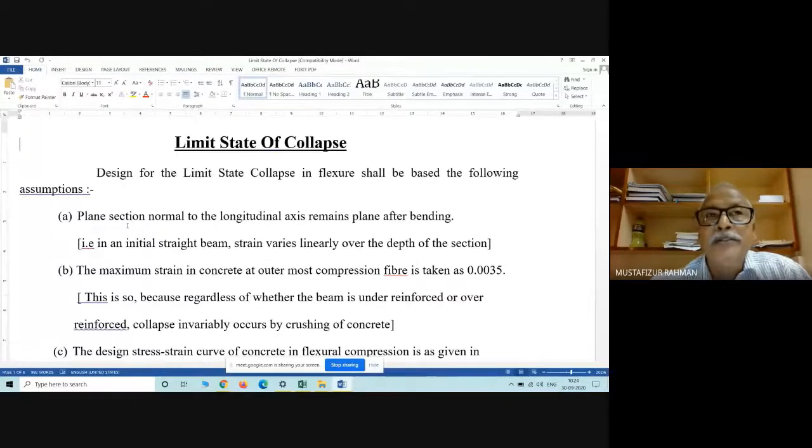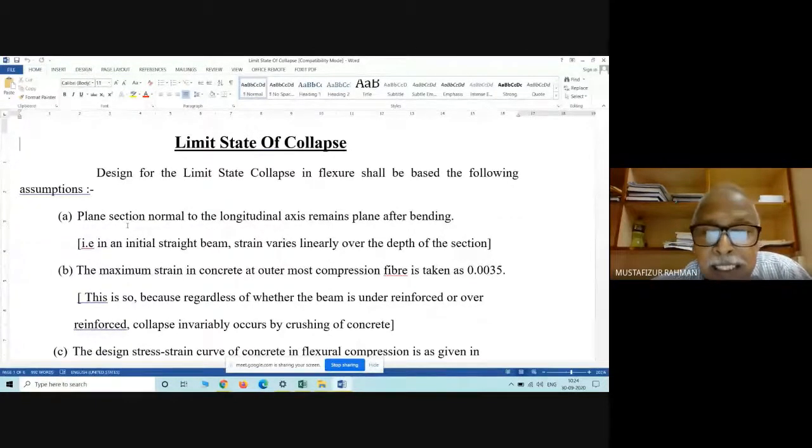That means out of the three methods, whatever we have got in one of our last classes, the last one was the limit state method. That means we will study the limit state method of collapse and the limit state method of serviceability. Now, the first sentence: the design of limit state of collapse in flexure shall be based on the following assumptions.